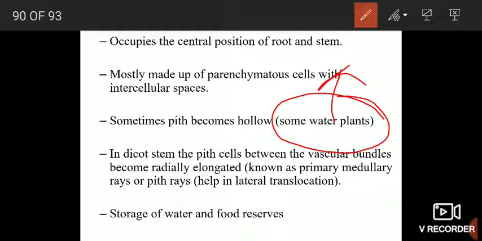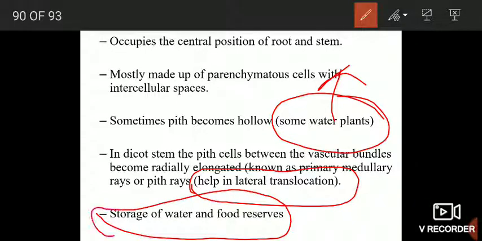In dicot stem, the pith cells between vascular bundles become radially elongated, and these radially elongated cells are known as primary medullary rays or pith rays. These primary medullary rays help in the lateral translocation of materials. The main function of pith or medulla is that it helps in the storage of water and food reserves.